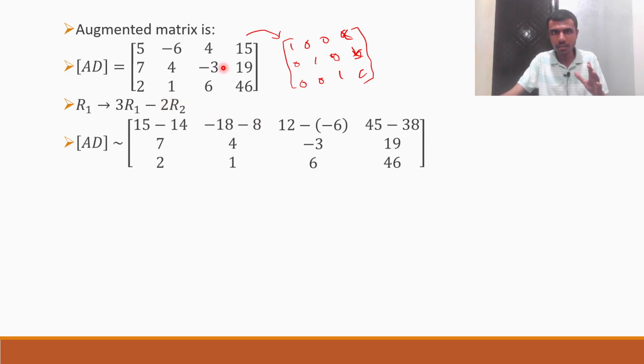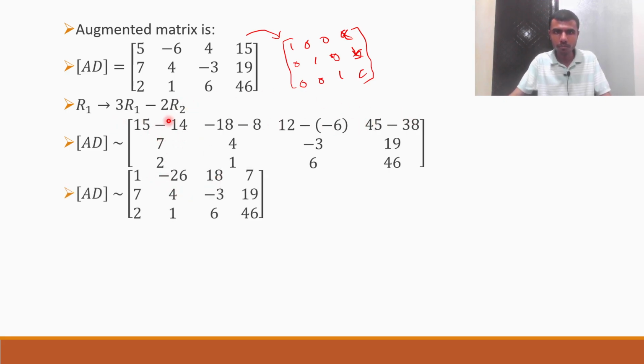Next, 3R1 minus 2R2 again. Since this is the first operation, I'm going a bit slow. After this I'll be a little fast. 3R1 minus 2R2, 3 into 4 is 12, minus 2 into minus 3, which is minus 6, 12 minus of minus 6. Next, 3R1 minus 2R2, 3 into 15 minus 2 into 19. That means 3 15s are 45, minus 2 into 19 is 38. Now simplify this.